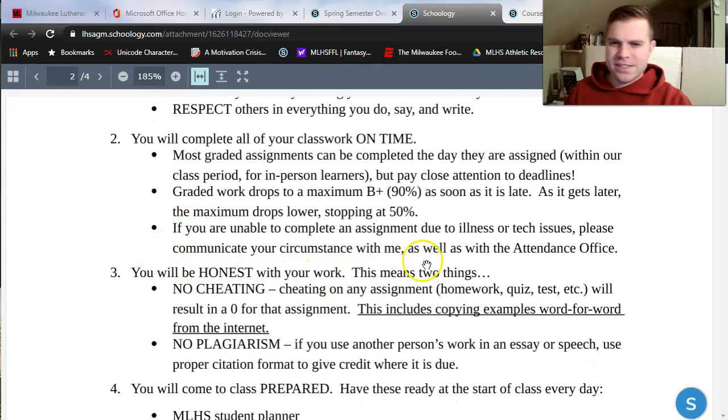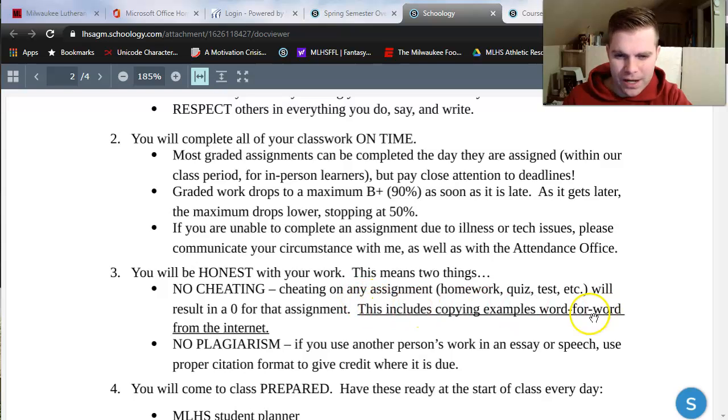Expectation number 3 is honesty. I did make a major change here. It's underlined for you there, so I want to make sure we're clear there. There's really 2 things that are important honesty-wise in my classroom. One is no cheating. I actually didn't see a whole lot of cheating in my classes last semester. Cheating on any assignment, so if you're copying homework from someone, if you're looking up answers to a quiz as you're taking a quiz or a test, that kind of thing, it'll result in a 0 for that assignment.